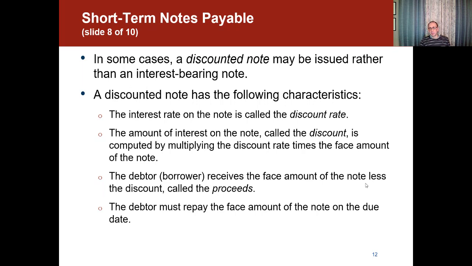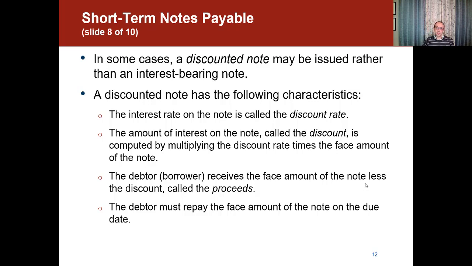In some cases, a discounted note may be issued rather than an interest-bearing note. And sometimes we refer to it as a non-interest-bearing note. It's a note where it's discounted, or the interest is discounted. So let's try to understand how this works, and we'll see an example also.